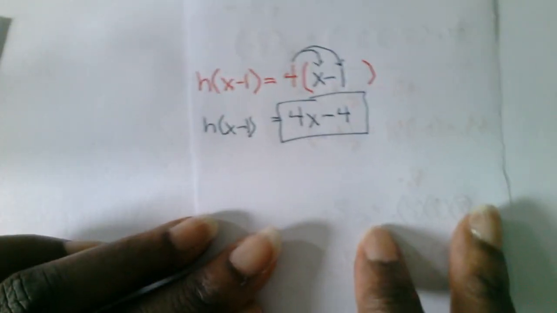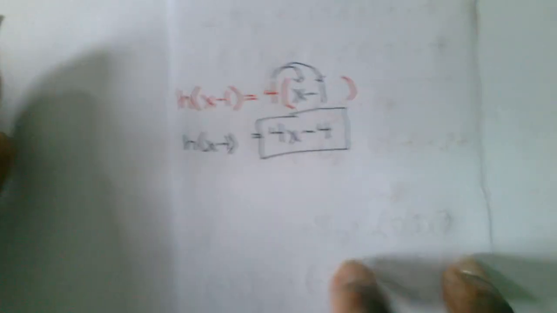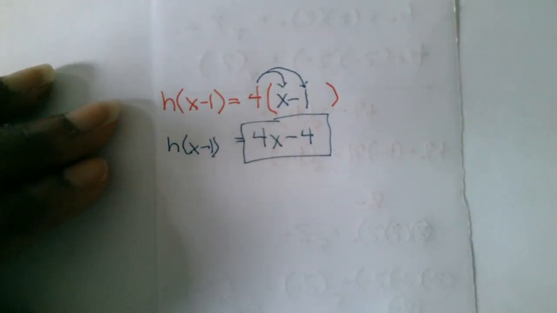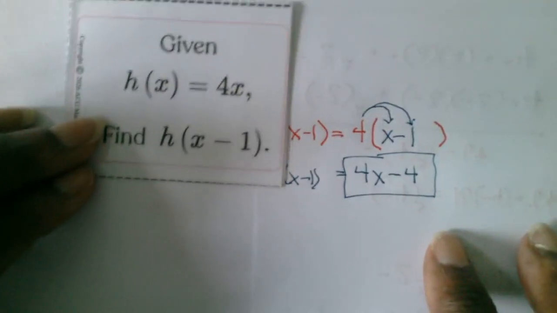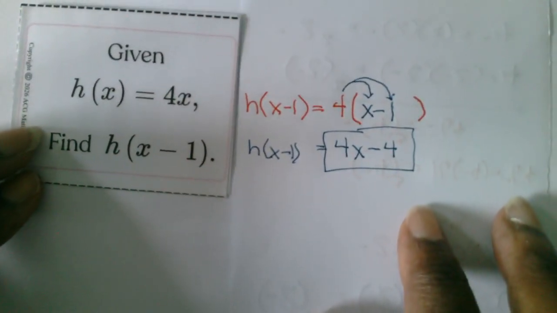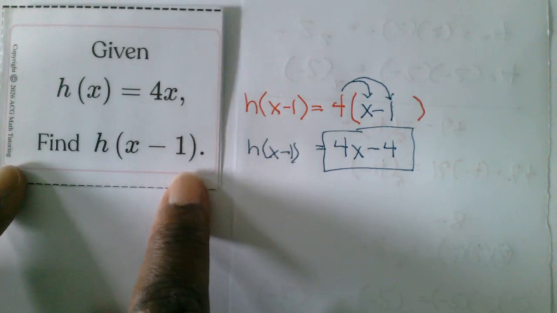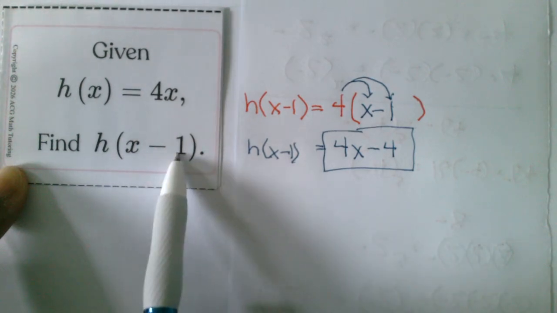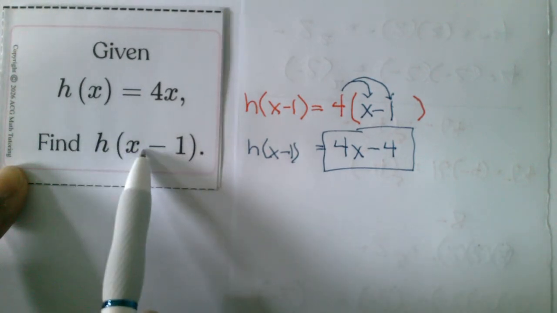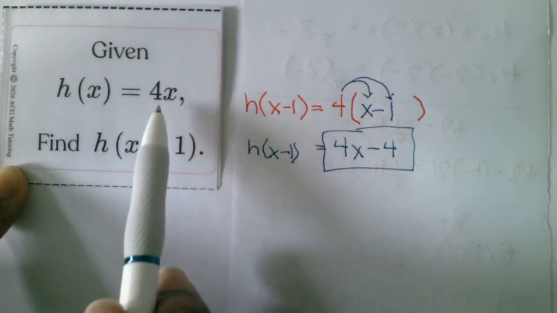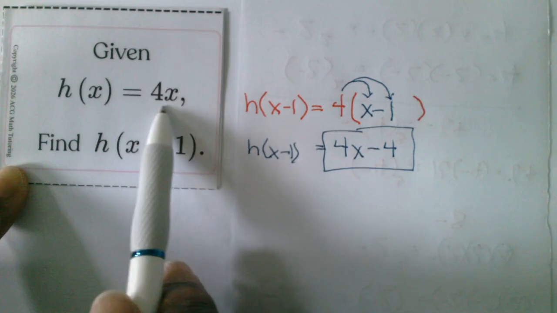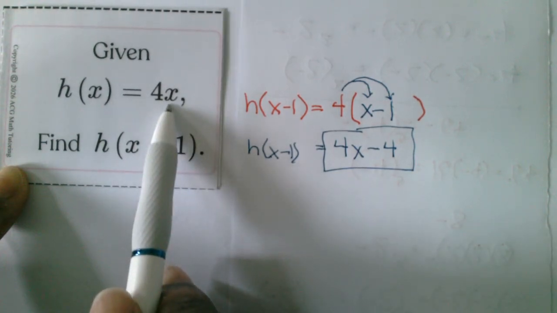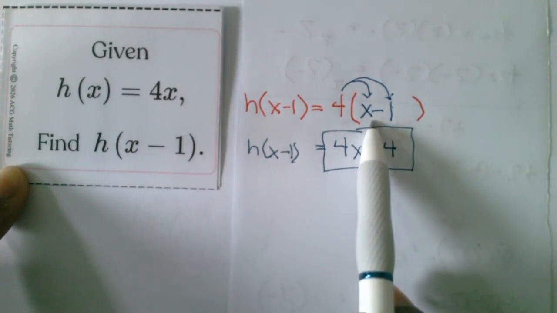So for this one, they gave us, I don't know where the card went, but they gave us, oh, here it is. The h of x is equal to 4x. Then we have the h of x minus 1. So notice that the x minus 1 is in the same spot as x. So all we did was, where we see an x for this expression here, we just substitute x minus 1 in place of this x. Hence, that's what happened here.